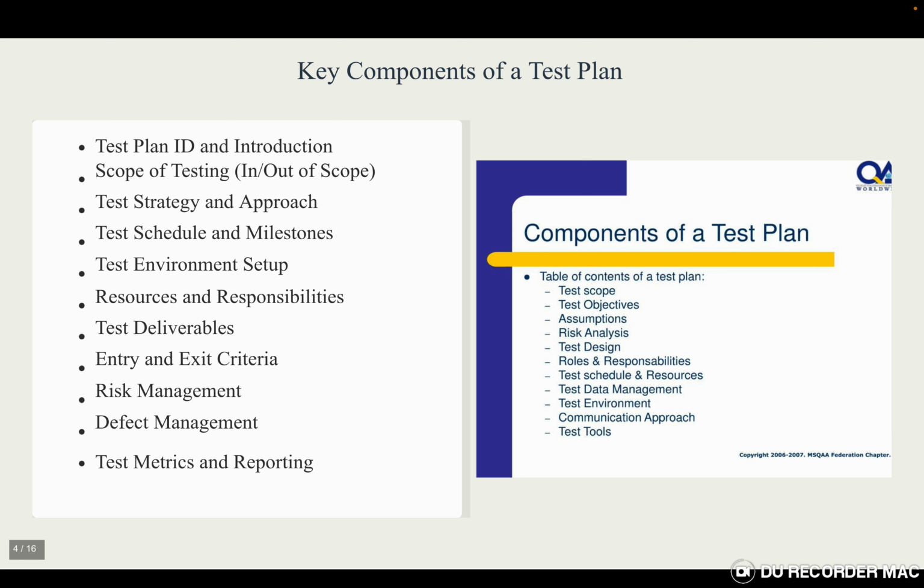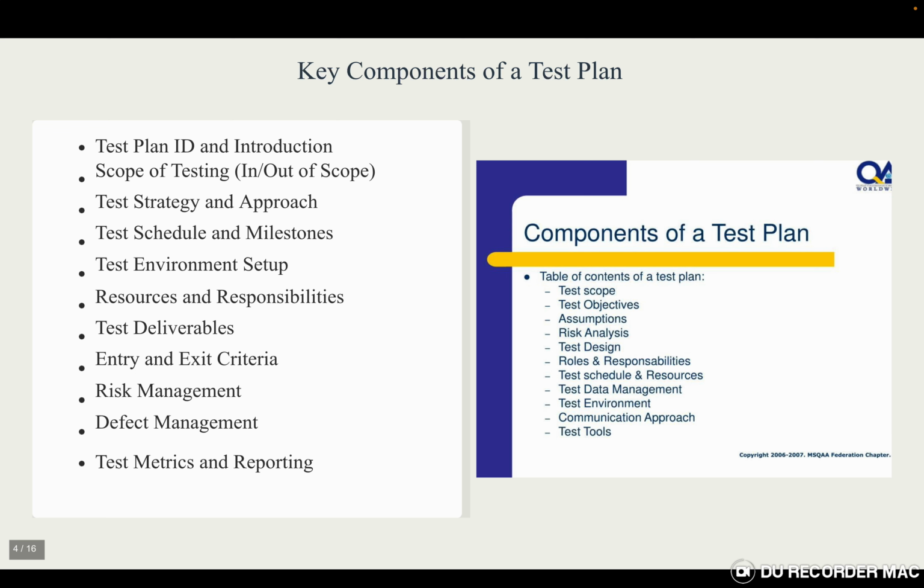Okay. Next, the scope of testing. You want to clearly mention what is in scope and out of scope, because tomorrow they can ask why you didn't test something. Then you mention, see, we already provided the test plan, and in that test plan this is out of scope, so we didn't cover it in our testing.